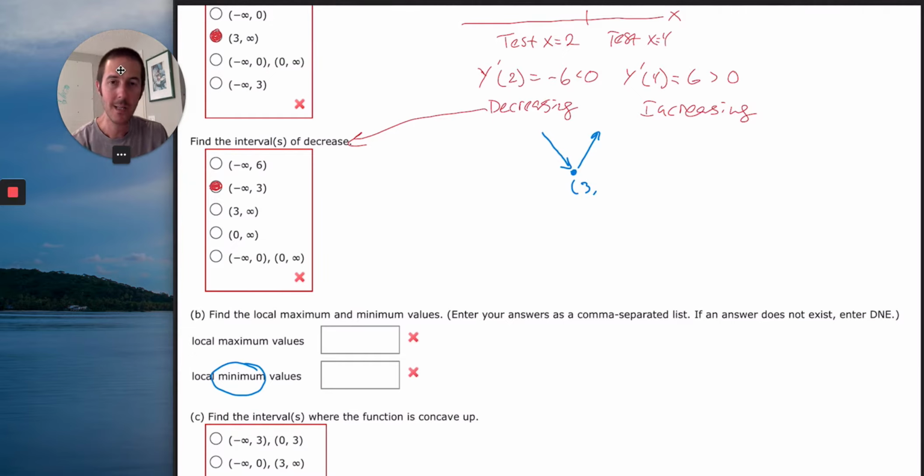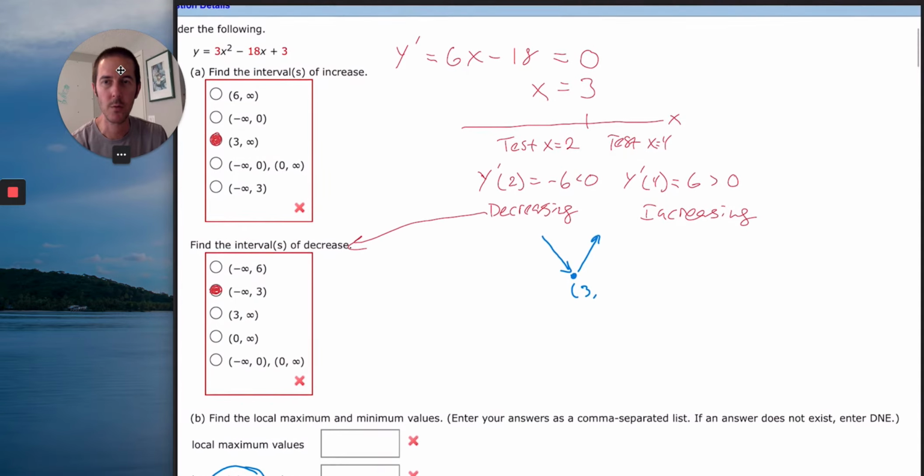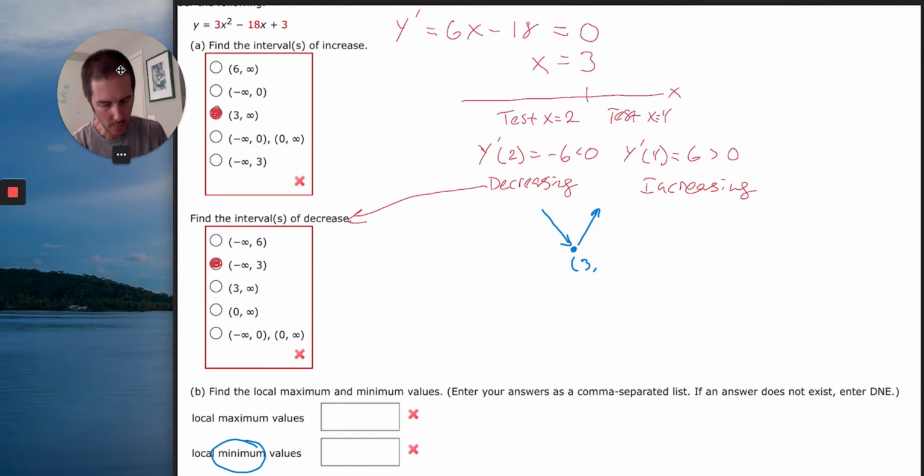And then we have to take that x value of 3, plug it back into the original equation in order to figure out the corresponding y value. So we have 3 times 3 squared minus 18 times 3 plus 3.